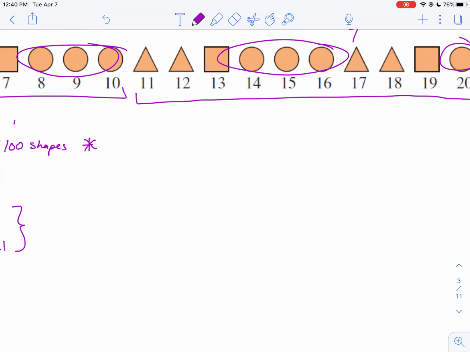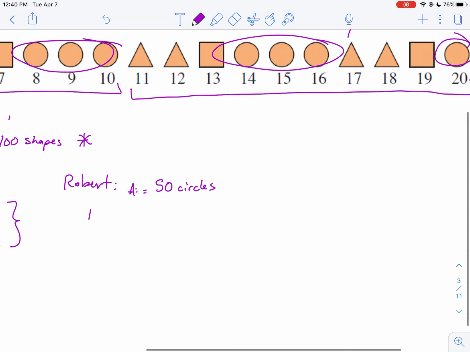All right, let's take a look at the next student, Robert. Robert says there are 50 circles. Okay, that's his answer. Let's see what Robert has to say. He says he thought like Amanda did, but he got a different answer. He said there were 10 circles in the first 20 shapes.